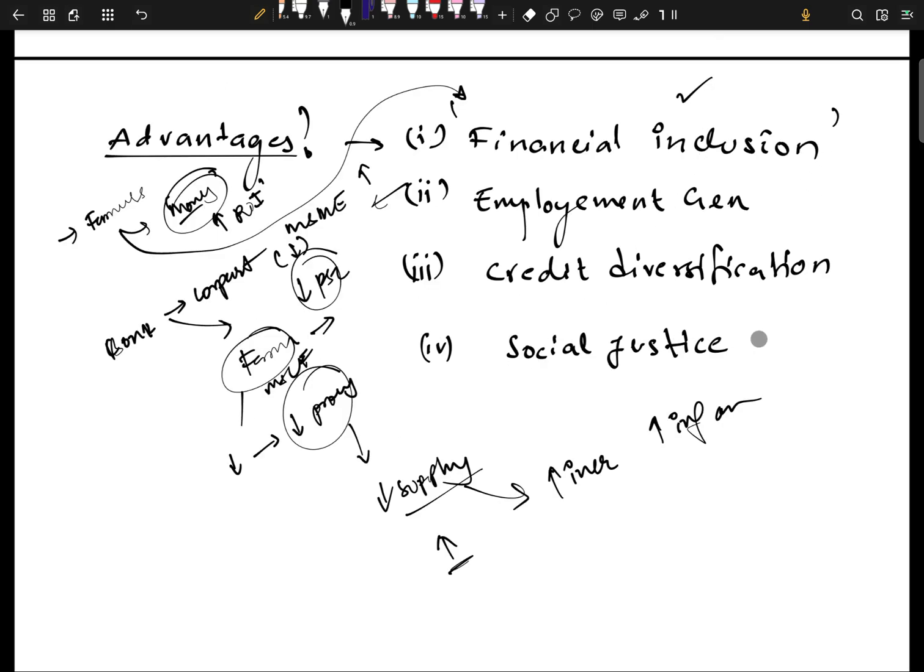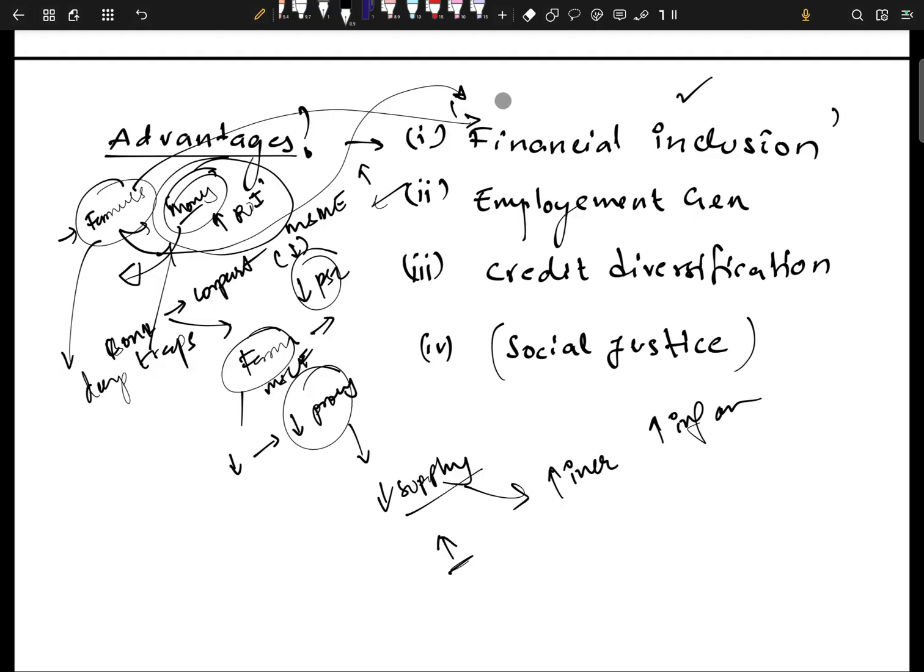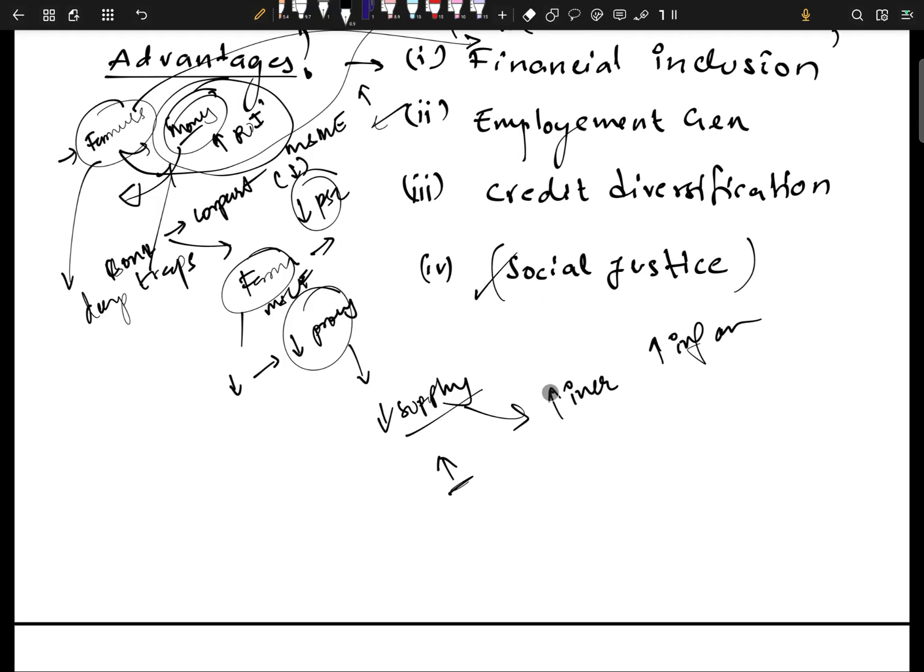Priority sector lending rate also ensures social justice. That is, the farmers will be saved from the debt traps because of the high rate of interest that they would otherwise get from the money lenders in the market. When they instead choose banks, they will be getting a fair rate of interest compared to the money lenders in the market. Right? It will ensure social justice.